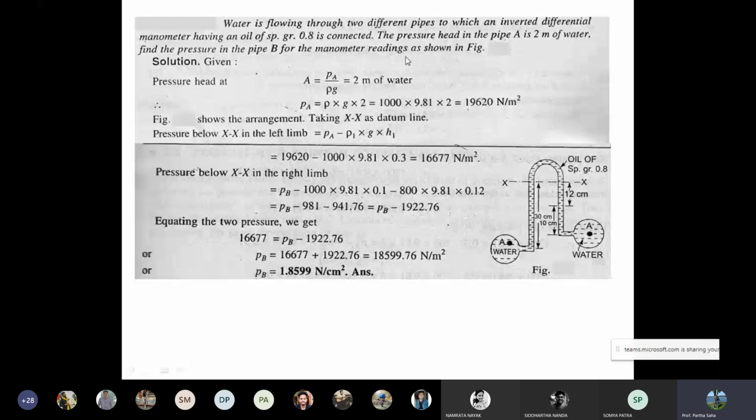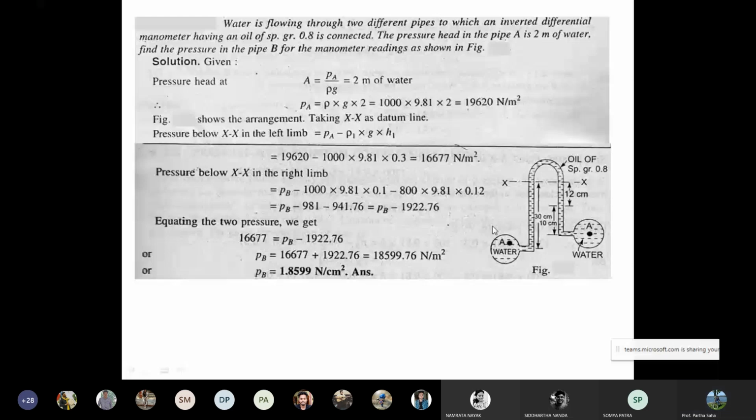So pressure head and pressure are two different things, right? Pressure head has the unit of length. That is given as 2 meters of water, so that will be equivalent to ρ g h, that is 1000 g h. That will be the pressure, 19,620 newton per meter square. And if you take X X-prime as the datum line, then the left limb pressure will be PA minus ρ1 g h1. So that PA you calculated minus ρ1 g h1 will be 16,677. That is the pressure in the left limb.